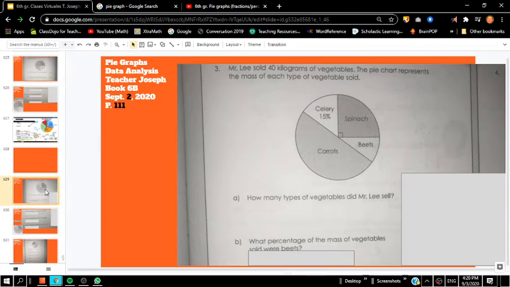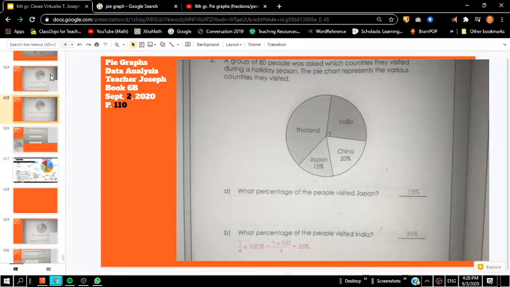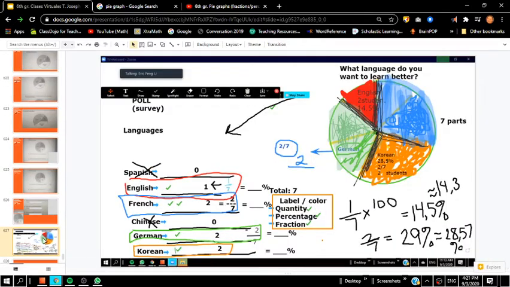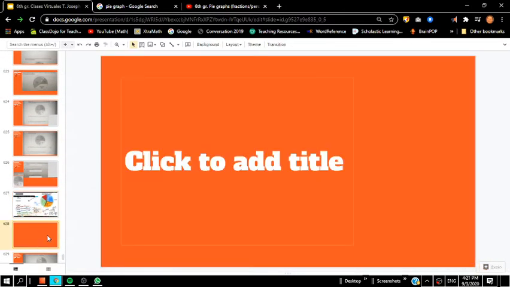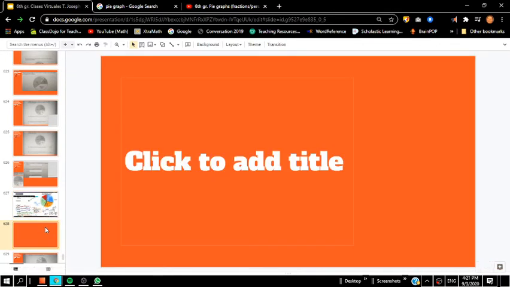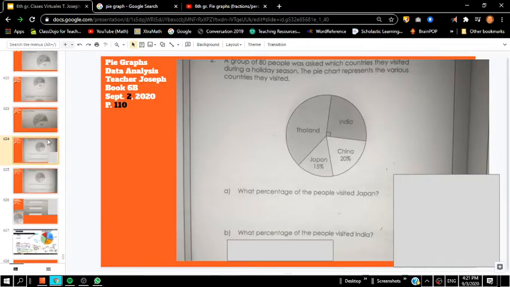Let's explain page 110, just to kind of end up this video, okay? We were looking at not only making our own graph in one of the classes, and we didn't finish the other graph. I was going to put it right here, but we didn't finish it, but we'll finish it for next time, okay? But what I want to do is just kind of look at page 110 to kind of understand that a little bit better. Number 2A is pretty simple. What percentage of people visited Japan?